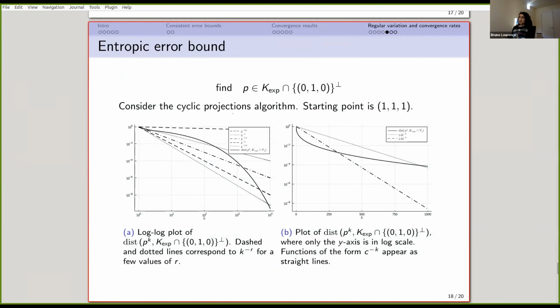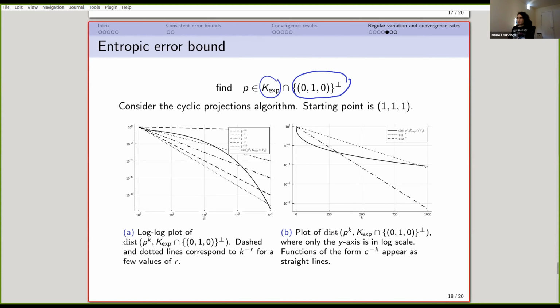So we consider the behavior of the cyclic projection algorithm applied to this problem. We have the intersection of the exponential cone with the subspace, and the underlying error bound here is the entropic error bound. When you take a look at the log-log plot, you see that it's something like this. So this is faster. Empirically, it seems faster than sublinear, because if it were sublinear, it should appear as a line here.